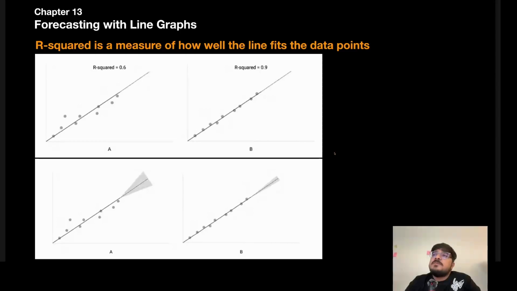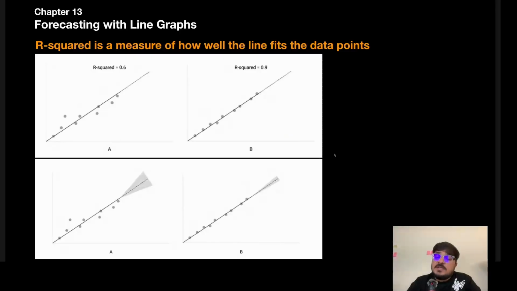This we need to just memorize: that r square needs to be near 1, because if you see on the bottom, that b line has a very tight prediction. The top-end variation and the down-end variation are very close to each other. While if r squared is 0.6, then your prediction can go anywhere, and that could be costly in some cases.